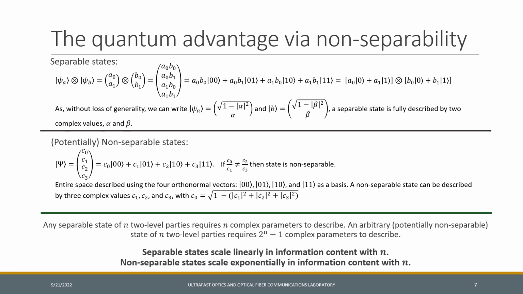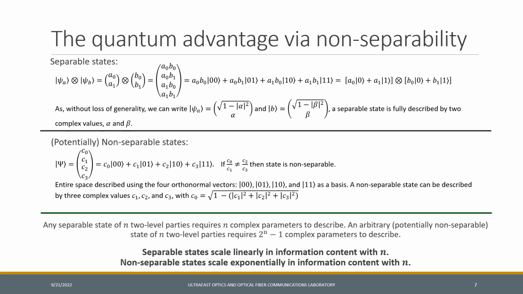All right, so instead of just having 2 photons in these states, let's say we have n photons. If you have n photons, which are all 2 level, you're going to require n complex parameters to describe them. If you have n photons and they're in non-separable states, they can have any arrangement, you're going to find that they have 2 to the n minus 1 complex parameters to describe them. This is how we actually access the entire promised space of a quantum system.